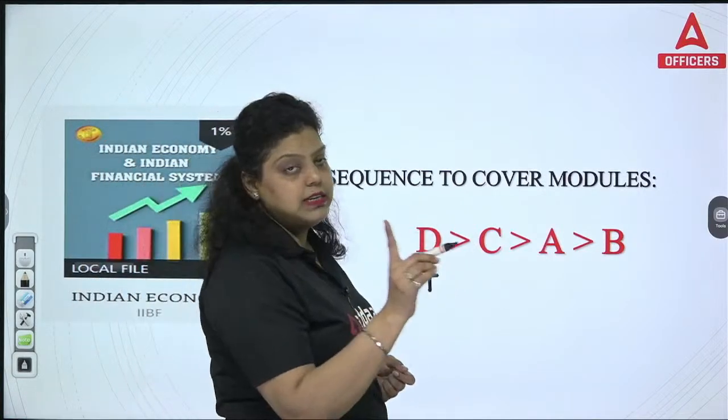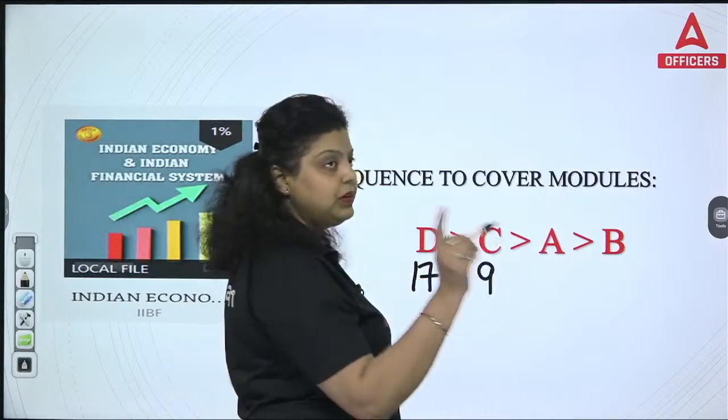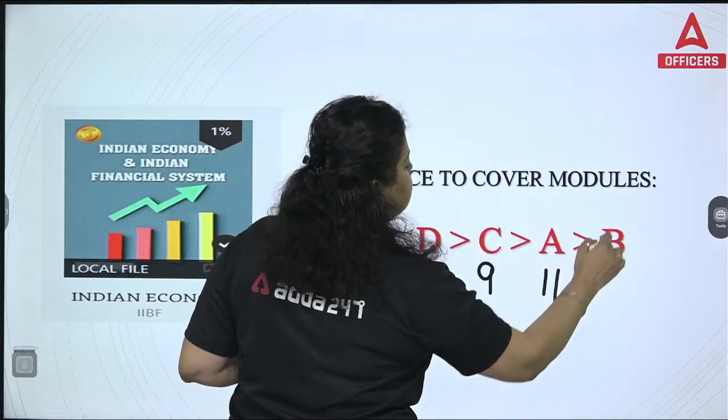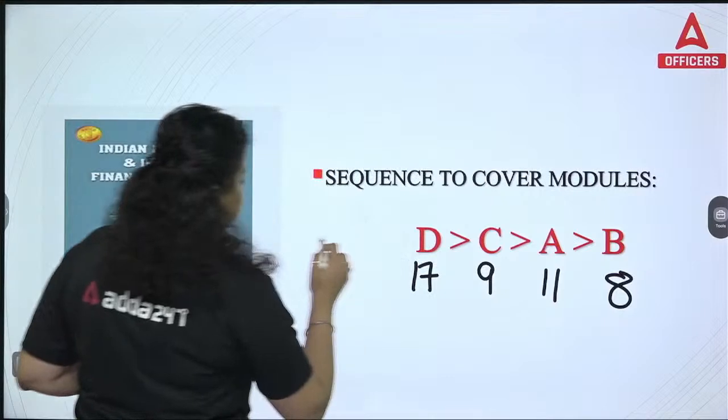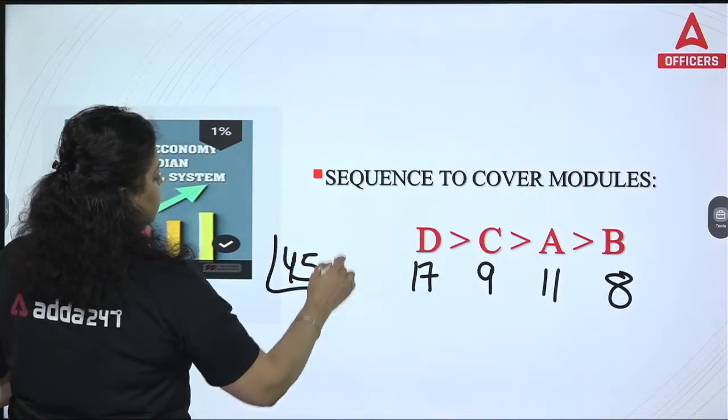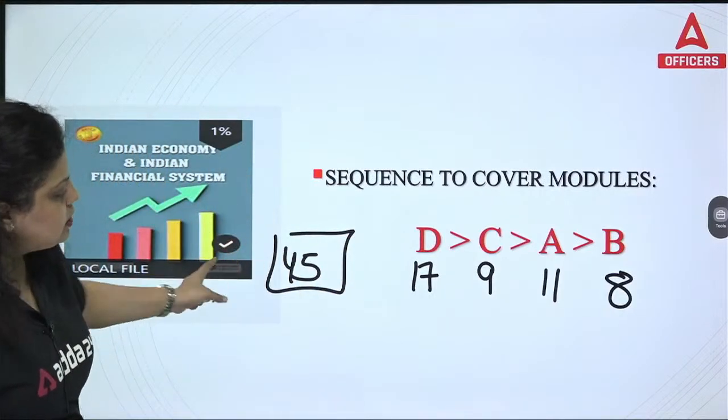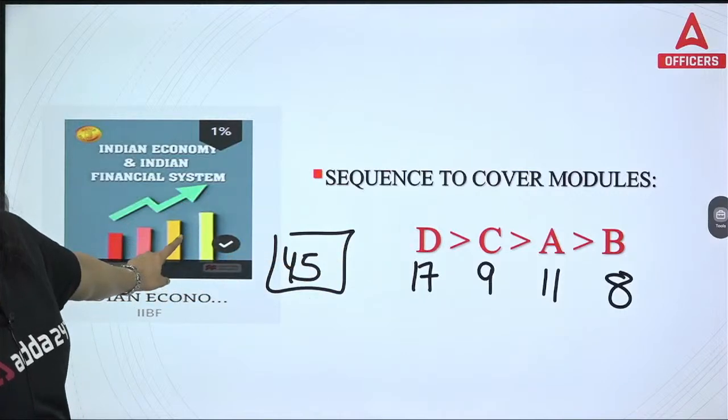It covers 17 units. Then module C covers 9 units. Then module A has 11 units and module B has 8 units. And in total you have 45 units in this particular subject. So this should be your sequence to cover the subject.